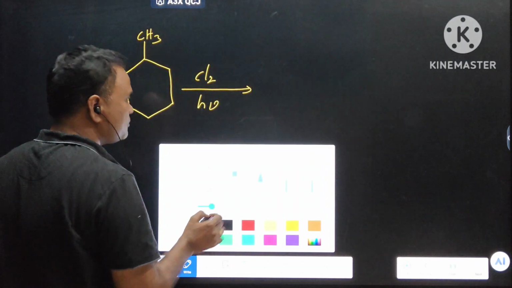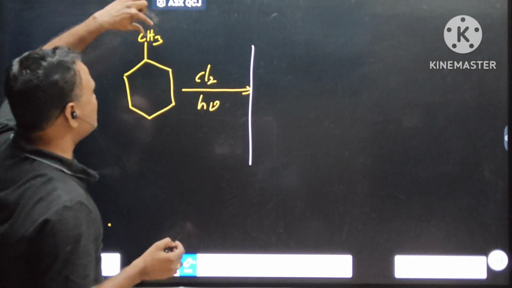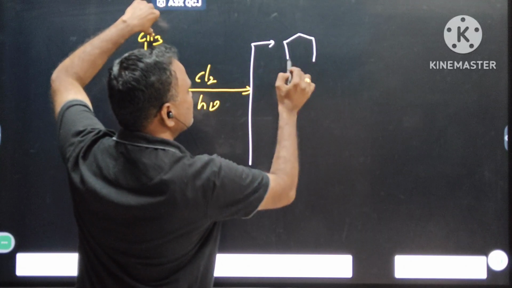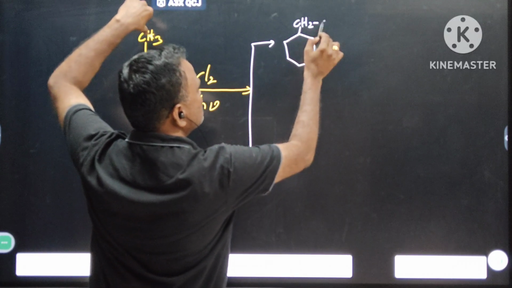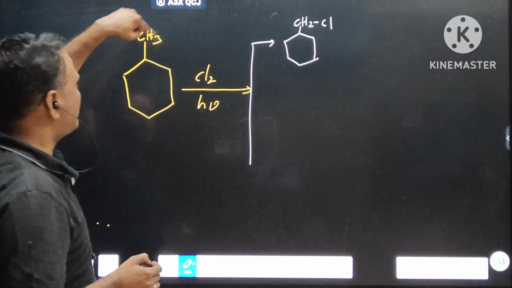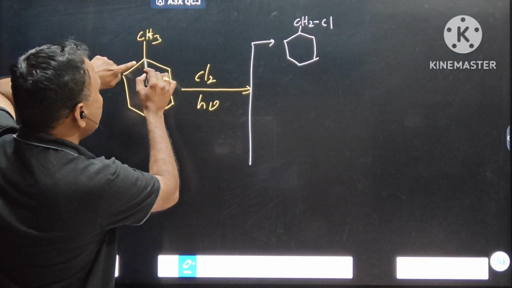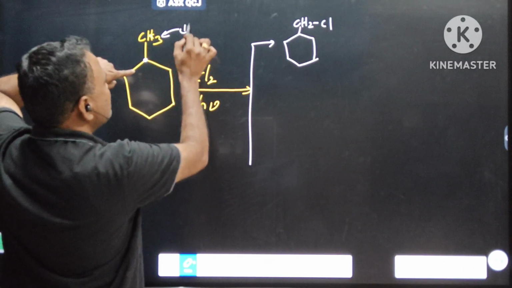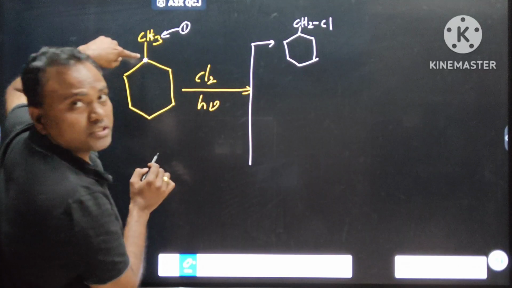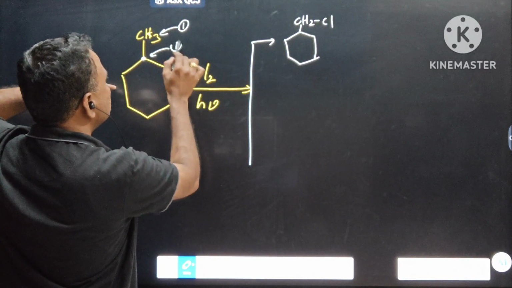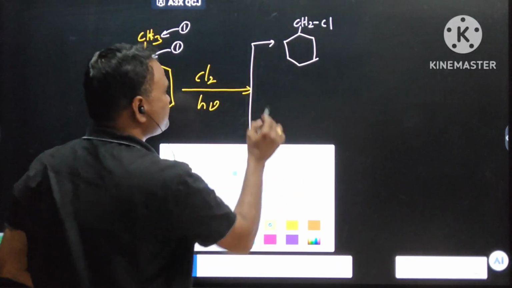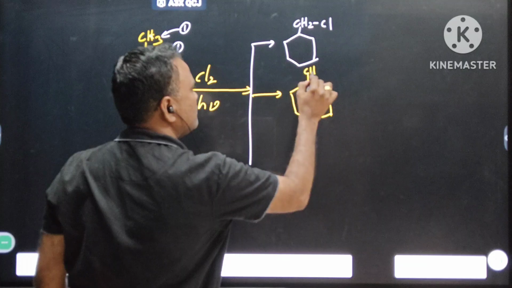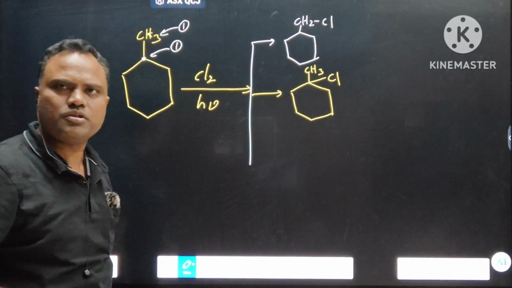Look at this, all of you. Here a methyl group is there. If I remove this methyl hydrogen, I will get one product, right? Here one hydrogen is present, a 3 degree hydrogen, so removing this hydrogen gives another product.